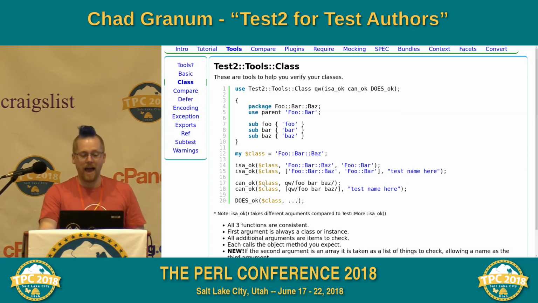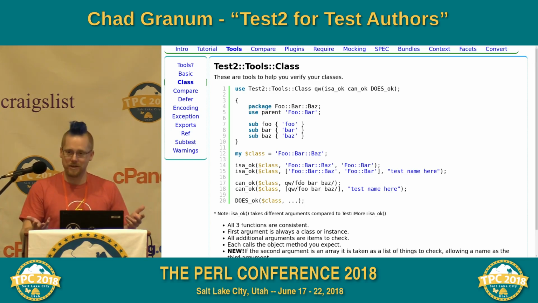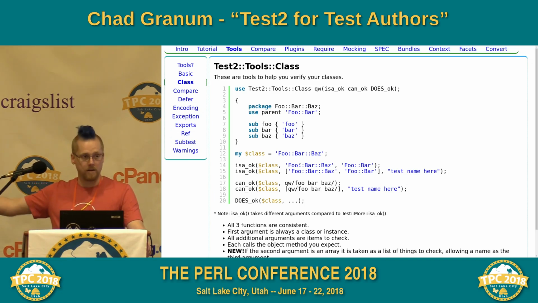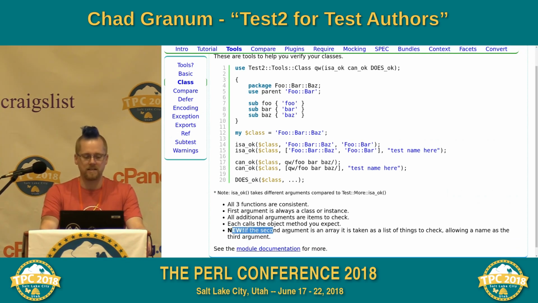Can OK was totally different, even though it looked the same. It took something to check, and then a whole list of things to check that it could do. So they didn't match at all. In Test2, they have the exact same signature, so you don't make that mistake. First one's the thing to check, and then all other arguments are the thing to check against. Though recently there was a pull request, so there's a new behavior where if the second argument is an array, it will use that as a list of things to check, and then the third argument is your test name, which is a much requested feature that's pretty good. So right here listed as new.